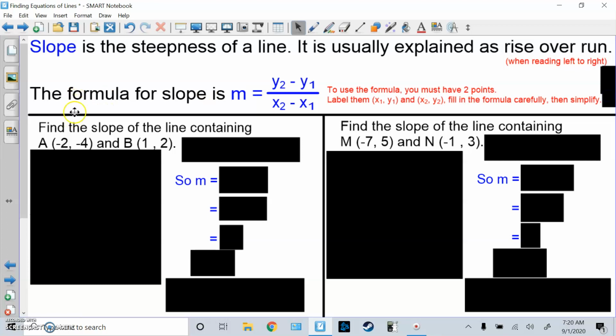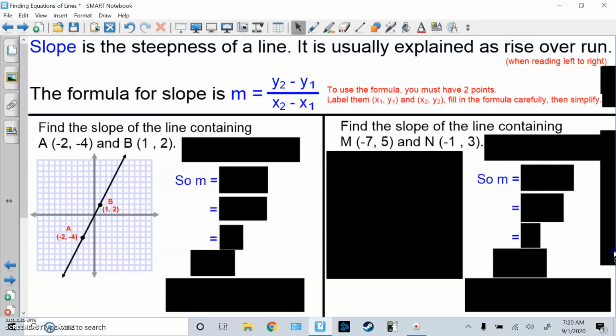So here's an example. Find the slope of the line containing A, which is at -2, -4, and B, which is at 1, 2. Now, yes, you don't need to draw a graph for this, but I'll put one there anyways. Notice here's A in quadrant 3, -2, -4, and here's B in quadrant 1, 1, 2. All right, we're going to label the points this way. -2, -4 is x1, y1. 1, 2 is x2, y2.